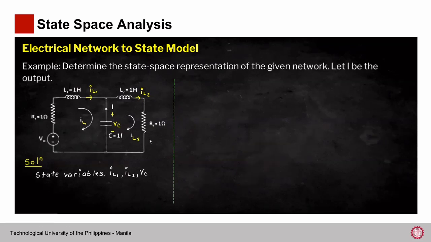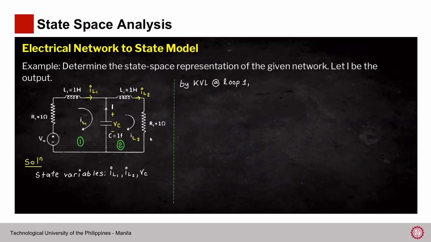Okay, the first thing we need to do is apply KVL at loop 1. Let's say this is loop 1, and this is loop 2, just so we have a marker. So we have KVL, Kirchhoff's voltage law, at loop 1.